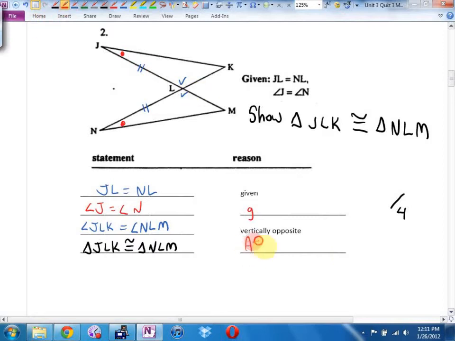So 1 mark for that, half mark, 1 mark, 1 mark. There's your 1 mark per line. Just curious, how many got 4 out of 4 on that one? Same group, good, though.